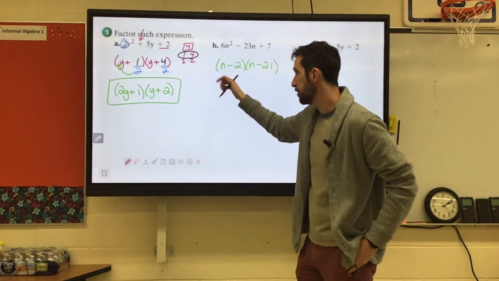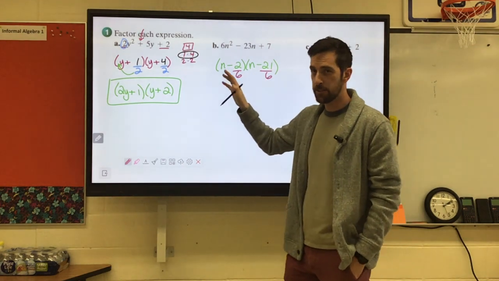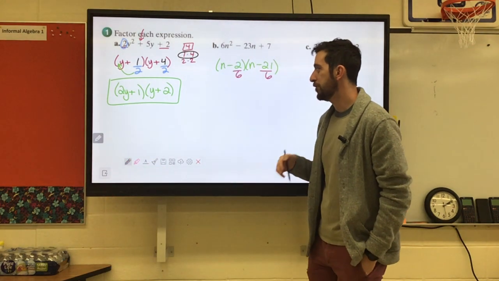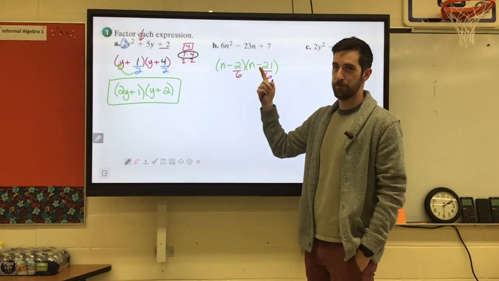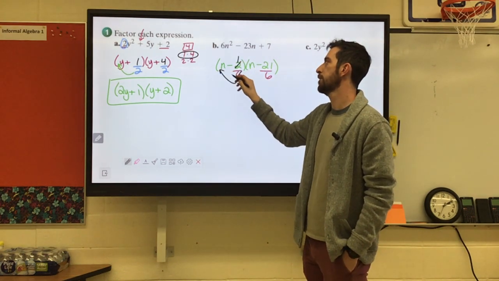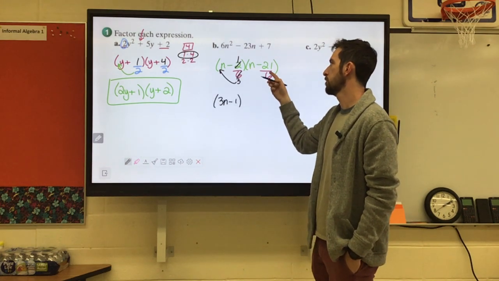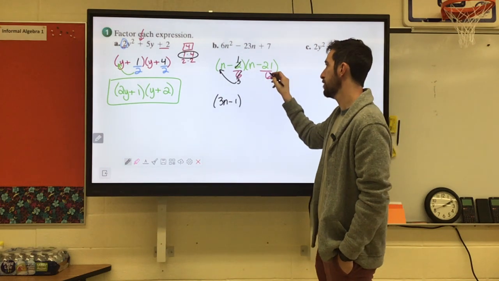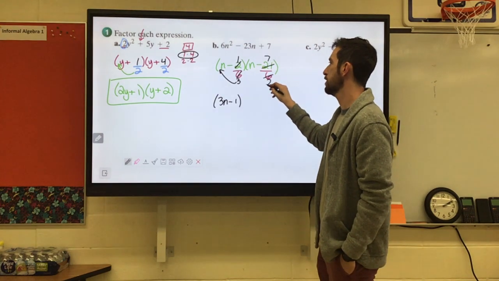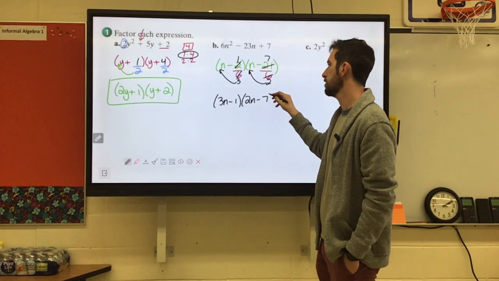We try to divide them by the number in front, the 6. Neither of these can divide by 6, but they can both be simplified, just as we did on the first problem in the notes today. 2 over 6 becomes 1/3. We'll bring the 3 to the front. That makes it 3n minus 1. 21 over 6, we divide them both by 3. That becomes 7 over 2. The 2 will move to the front. 2n minus 7.